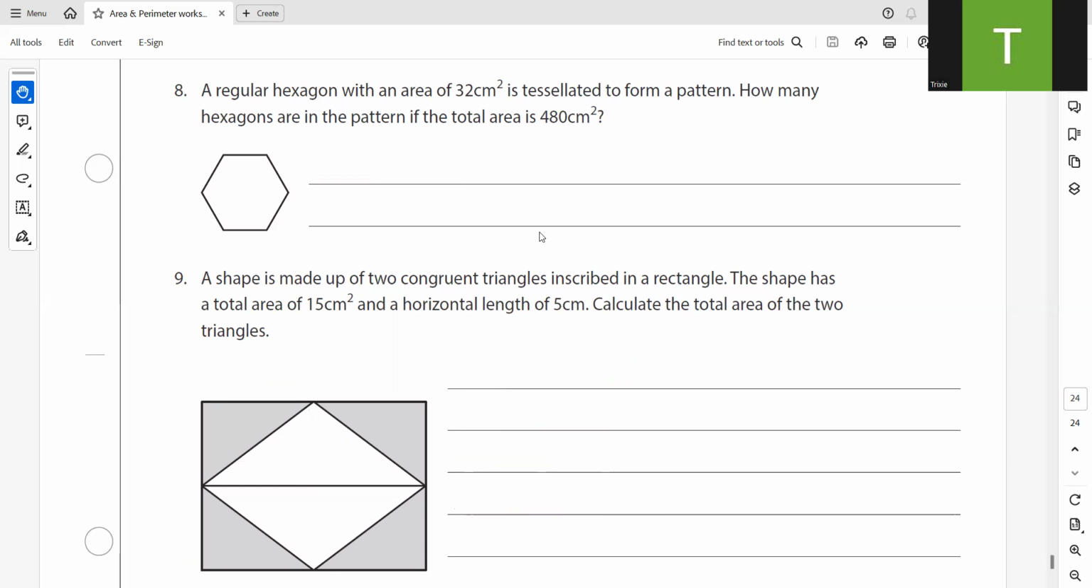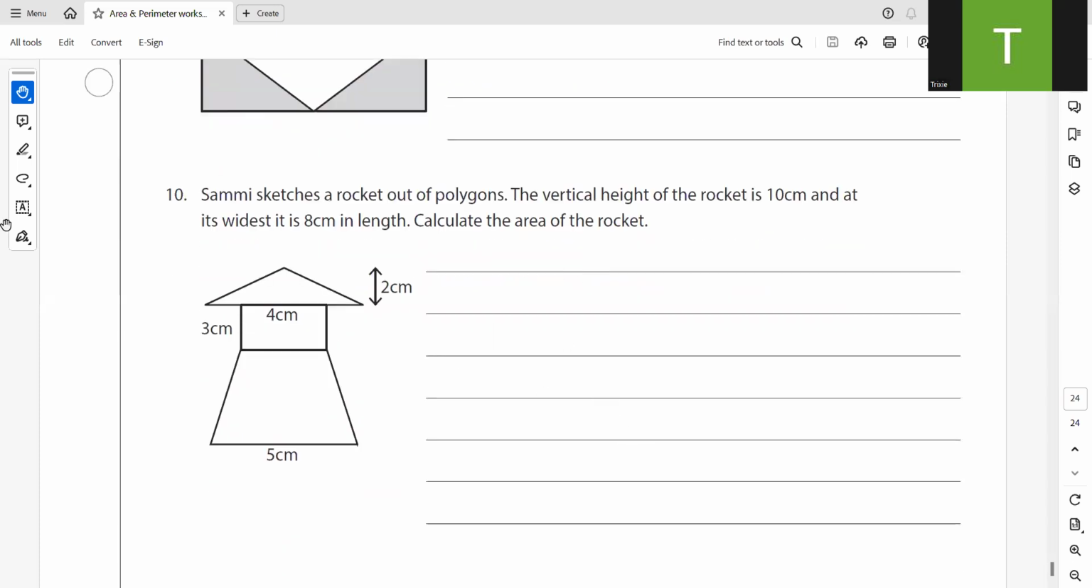Next, let us continue with the last question. Sami sketches a rocket out of polygons, which are a triangle, rectangle, and a trapezium. The vertical height of the rocket is 10 cm, which is from here until here. And at its widest, it is 8 cm in length. So the widest is actually here, the base of the triangle. It's 8 cm.